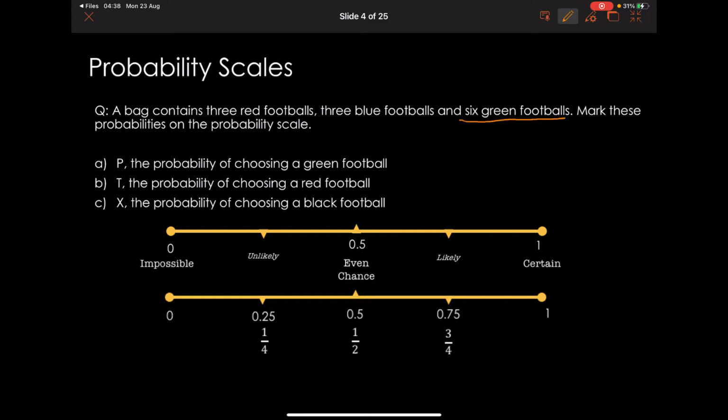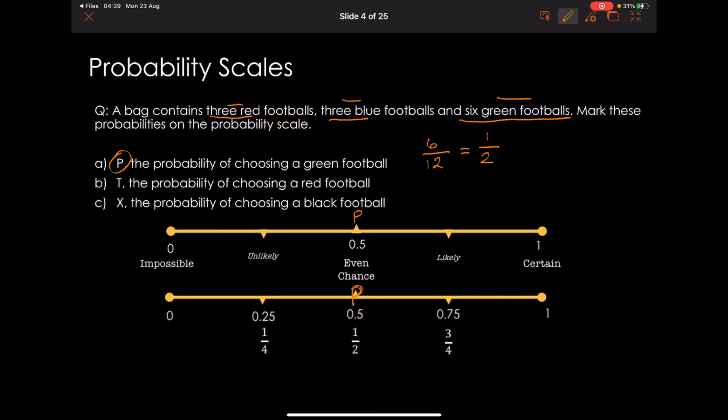It says here that there are 6 green footballs, 6. But we need to write that out of the total. Well, we've got 3 red and 3 blue. So that's 12 in total. We've got 3, 6, and then another 6 there, which is 12. So if we add them all together, it makes 12. So 6 out of 12 can actually be cancelled down to a half because 6 is half of 12. So the probability of choosing a green football would go here in the middle, P. Okay, I might just put it there as well so we've got it in both.